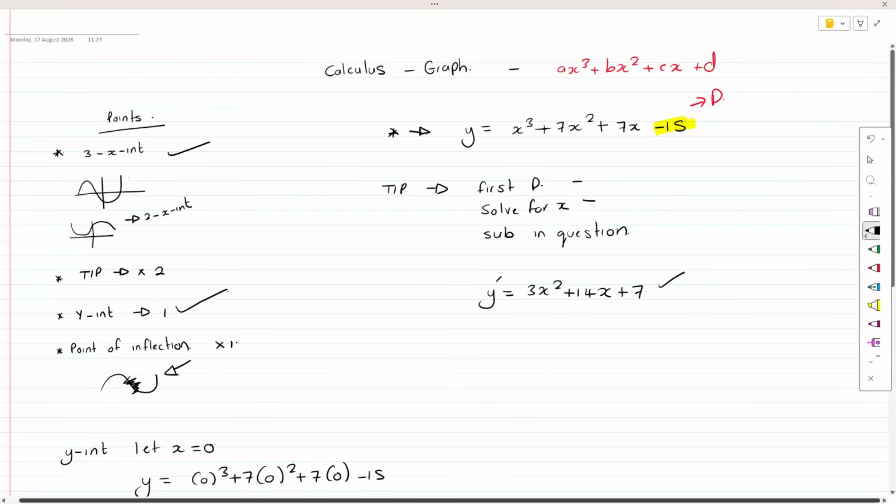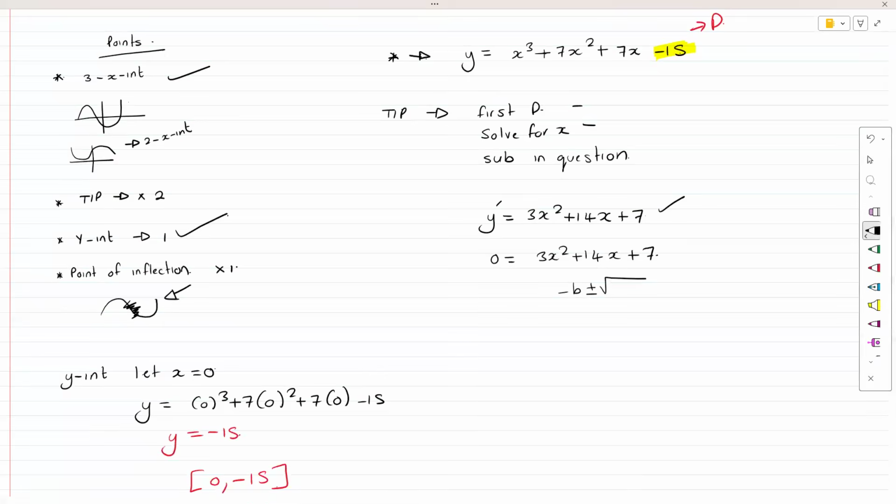The next is to solve for x. We need to make this equal to 0, right? Thereafter, we need to use the minus b formula, or you can simplify with your calculator. Using the minus b formula, we end up with x equals minus 0.57 and x equals minus 4.1.